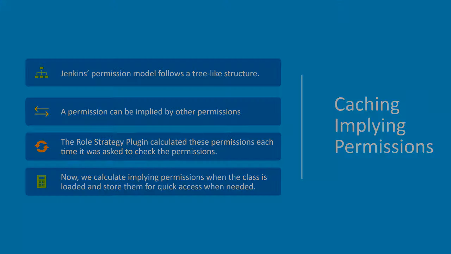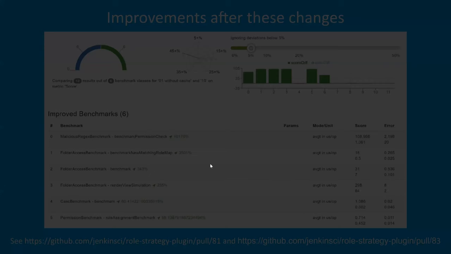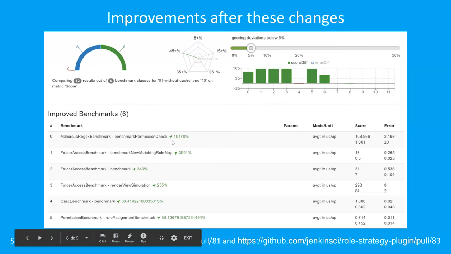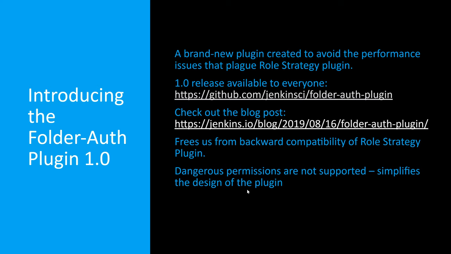We used the JMH benchmarks for measuring the performance improvements, and these reports were generated during the pull request builds, and the results were visualized using JMH Visualizer. So now after all of these improvements, we were able to see performance improvements in benchmarks of about 10,000%. So these are synthetic benchmarks, as well as some benchmarks for use cases provided by users. You can check out these pull requests for the benchmark results.